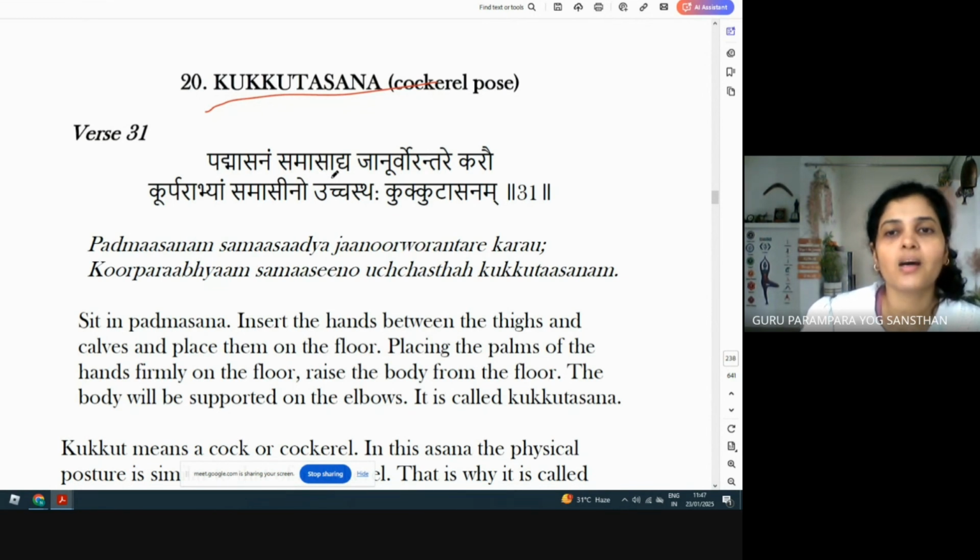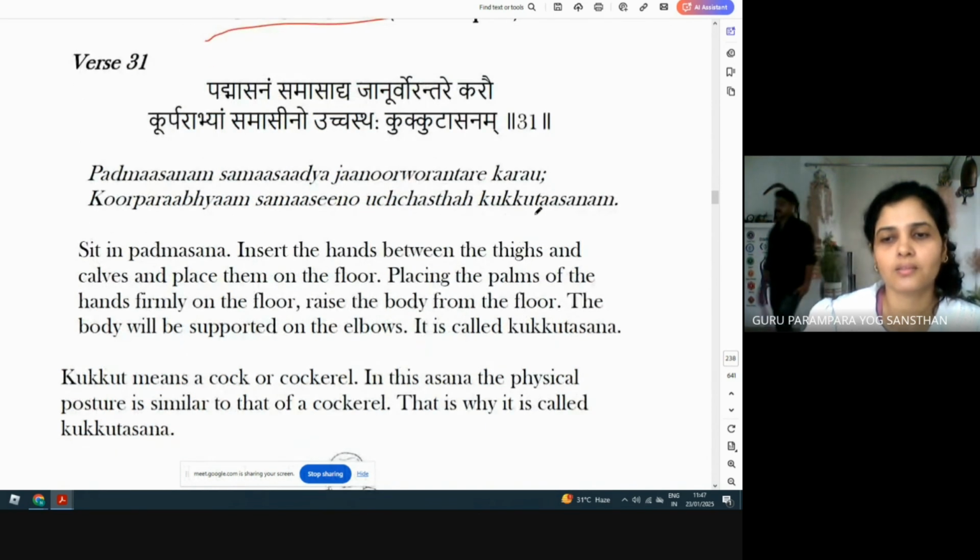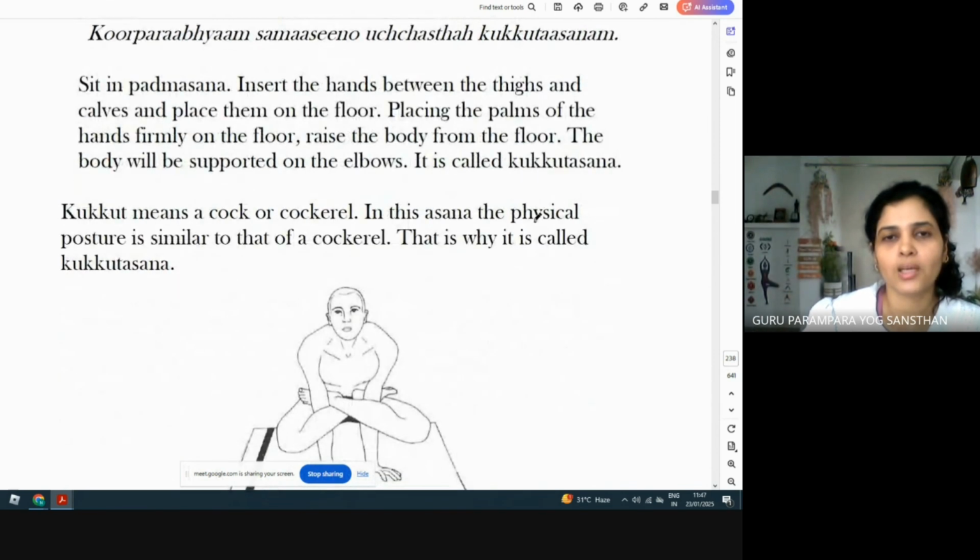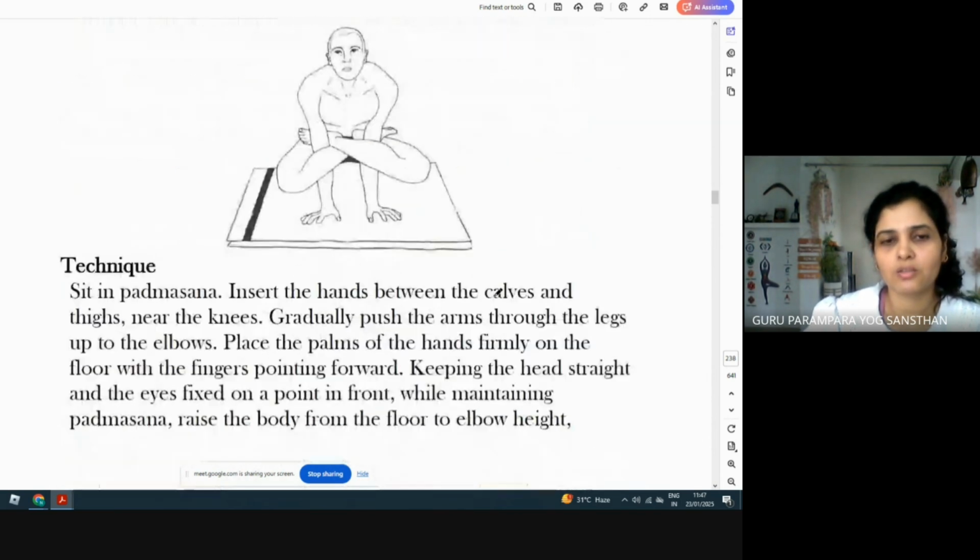Padmasanam Samasthaya Janvor Antare Karau, Kurparabhyam Samasinam Uccastha Kukkutasanam. That's it. The normal one, what we do, the same. Kukkut means, sit in Padmasana, insert the hands between the thighs and calves, place the palms of the hands firmly on the floor, and raise the body. The body will be supported on the hands, and this is Kukkutasana.